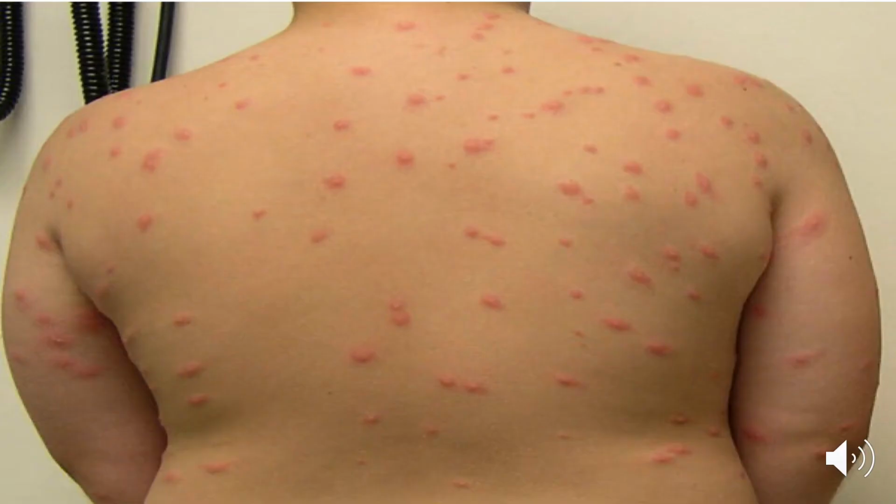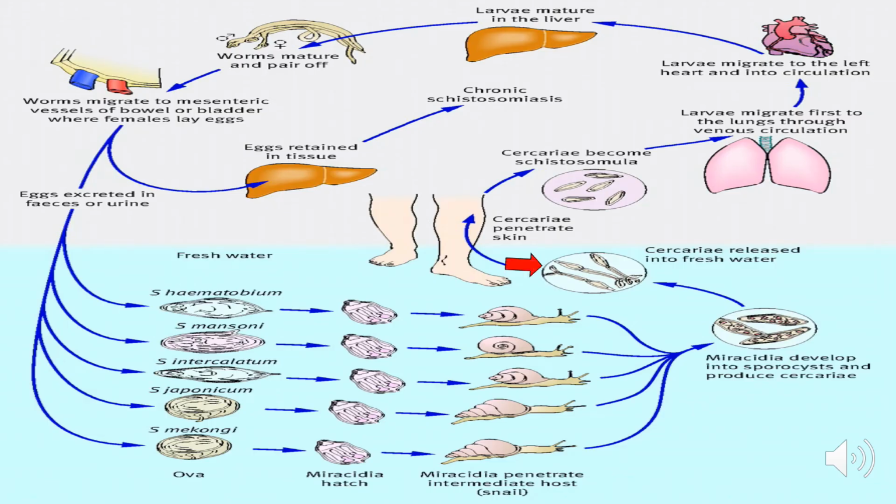This is a picture of cercarial dermatitis. Take note, this is caused by the cercaria stages of Schistosoma species that infect other animals, particularly birds. Take note that the infective stage of Schistosoma species is the cercaria. Once inside the body, the cercaria will lose its tail and will become the schistosomule. After penetrating the skin, the cercarial stage will lose its tail and will become the schistosomule.